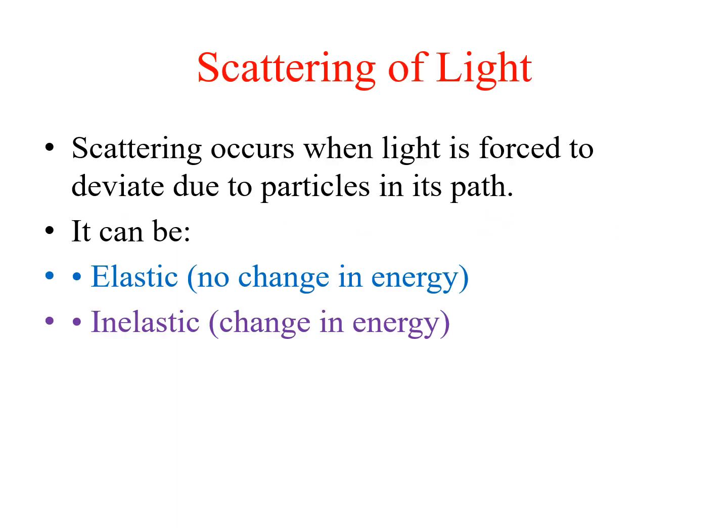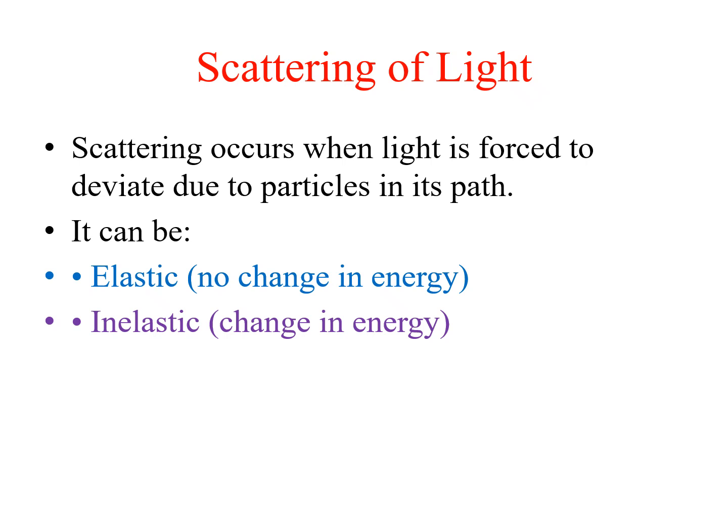Scattering of light. This is a physical phenomenon when light passes through a medium and, due to the particles present in the medium, the light is forced to deviate from its path, or change in energy, or both. We call this scattering of light.